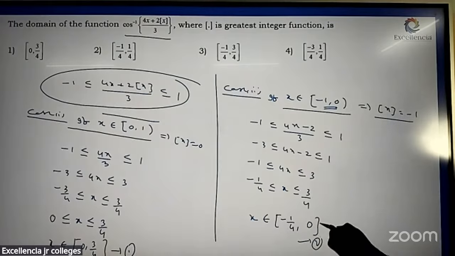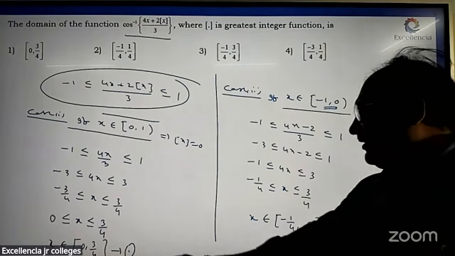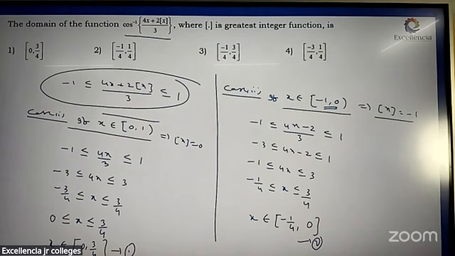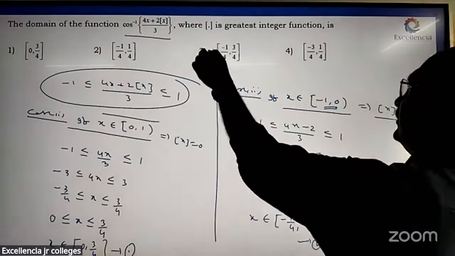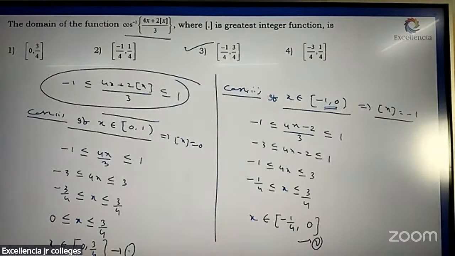This is the second one. So, what is the common solution for this? What is the common domain of this? This and this, when you take, that is nothing but what? Minus 1 by 4 to 3 by 4 is the correct answer.